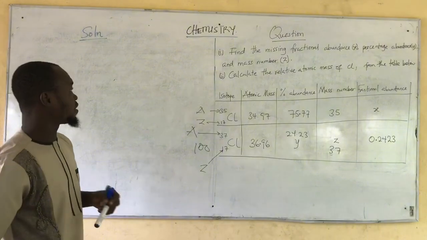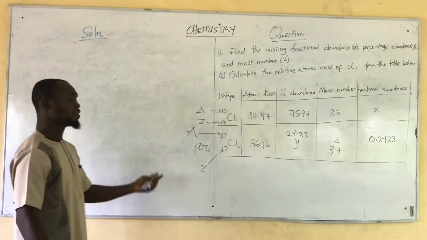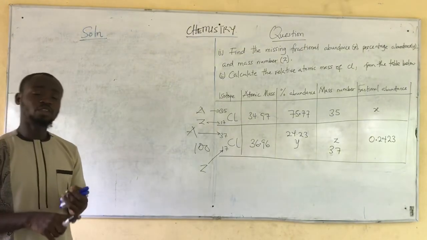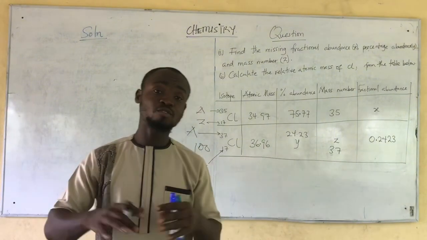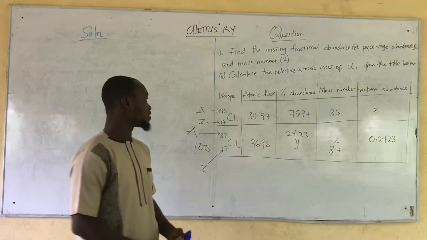So in the second question, we have to calculate the relative atomic mass of Cl from the table below. We can calculate the relative atomic mass of chlorine using the abundance in terms of percentage or in terms of fraction. We are going to do both of them and then we will check our answers.